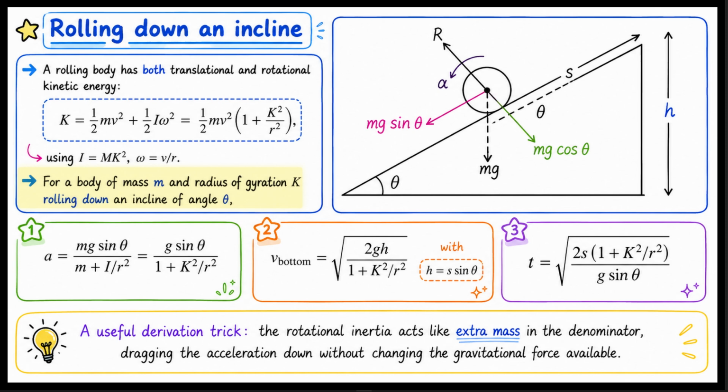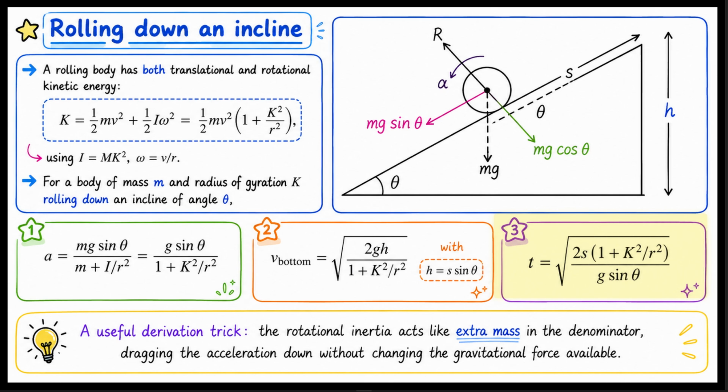For a body of mass m rolling down an incline of angle theta, its linear acceleration down the slope is given by a equals mg sine theta divided by (m plus I over r squared), which reduces to g sine theta over (1 plus k squared over r squared). The speed at the bottom is v bottom, equal to the square root of 2gh over (1 plus k squared over r squared), where the height h equals s sine theta. The time taken to cover the distance s is t, equal to the square root of 2s times (1 plus k squared over r squared), all divided by g sine theta.